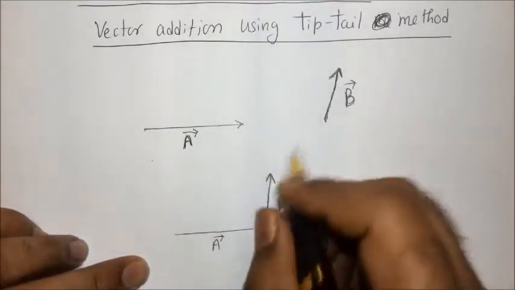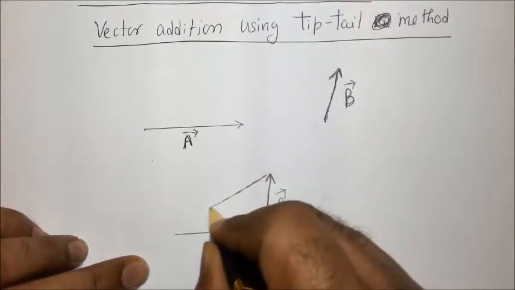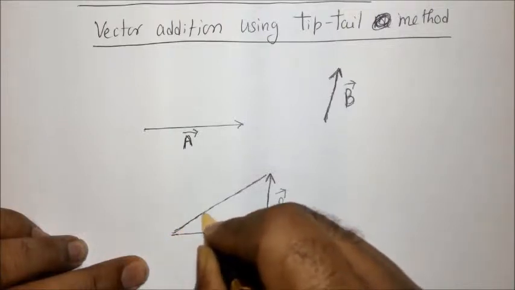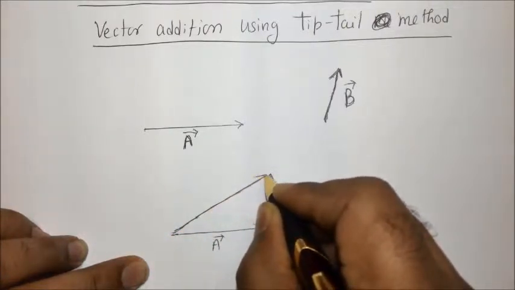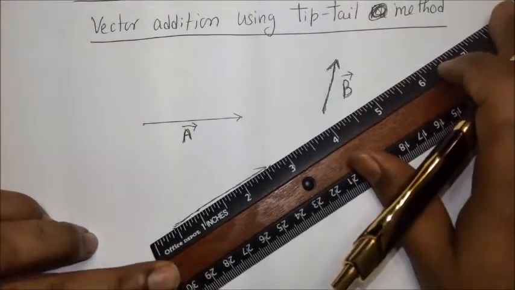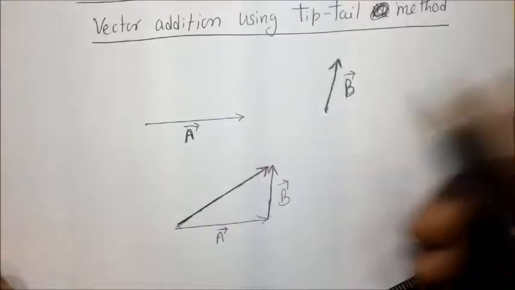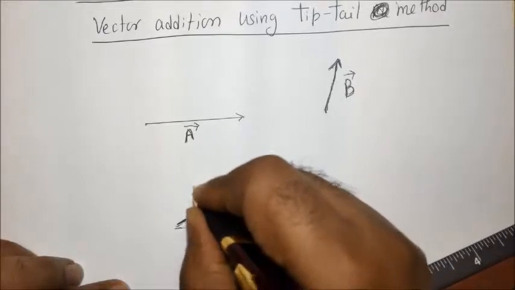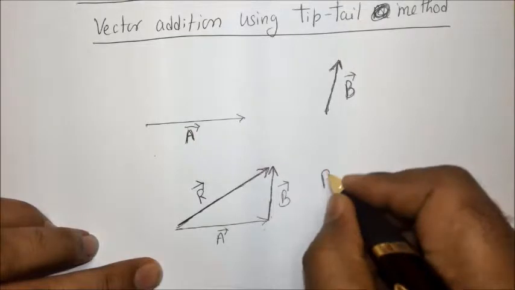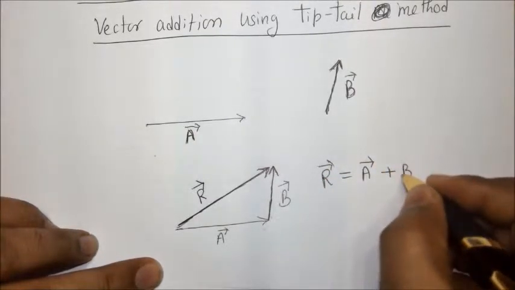Then connect the tip of B with the tail of A. Okay, make sure that you use the ruler. This is vector R. Vector R is the sum of vector A and vector B.